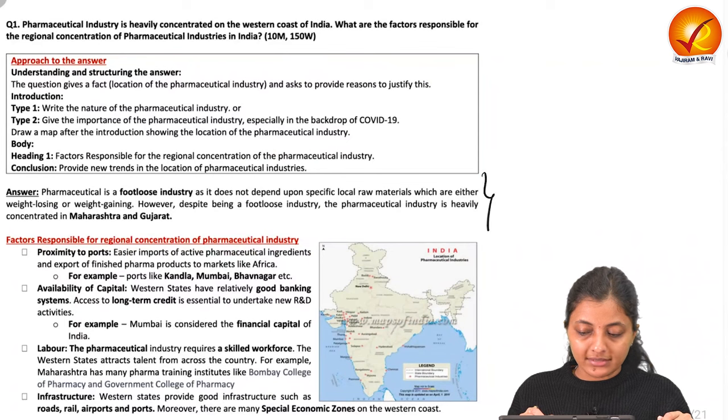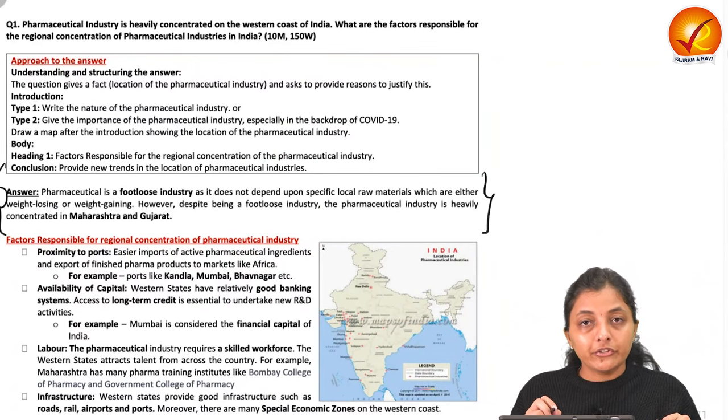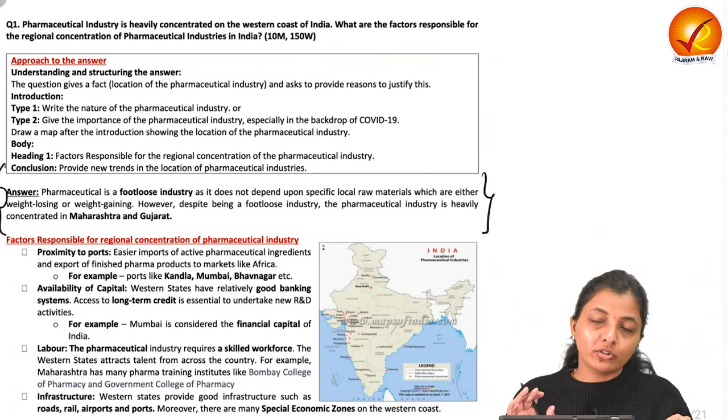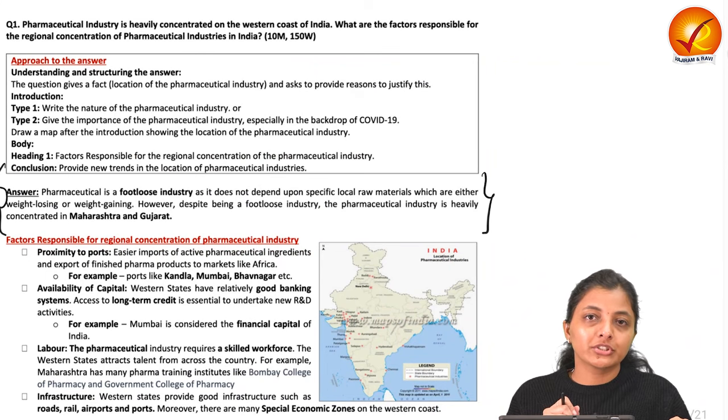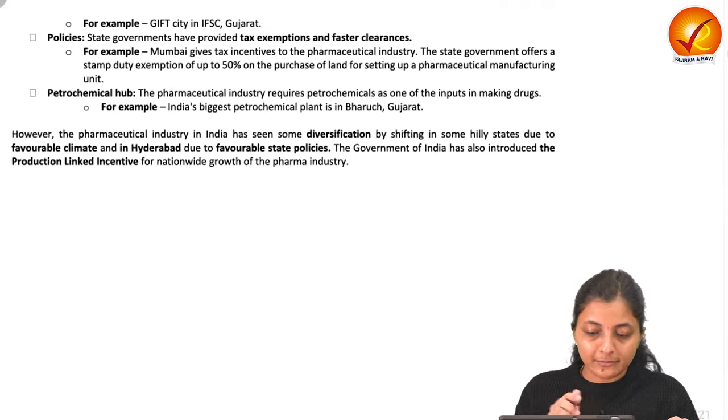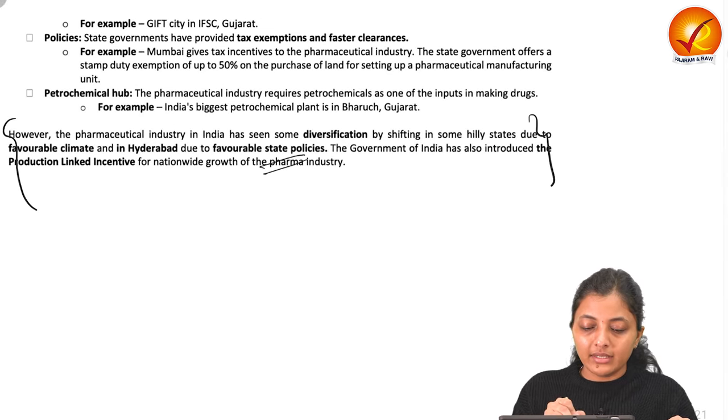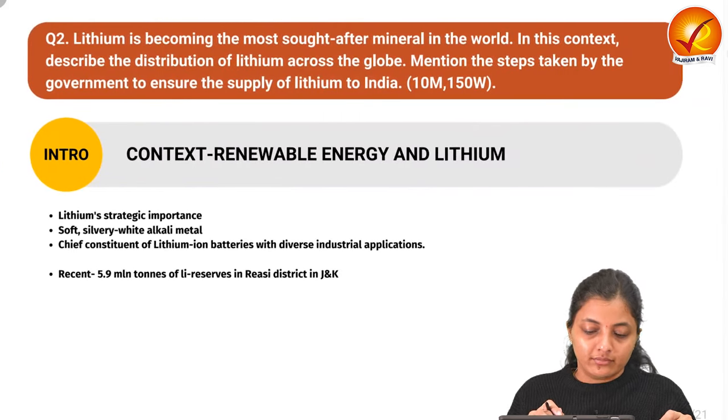Let's see the model answer about the introduction about the pharmaceutical and its footloose nature. And despite being footloose in nature, why only there is a regional concentration in the western coast? Then factors. Then finally, governmental initiatives or the PLI scheme. Now let's move on to the second question.